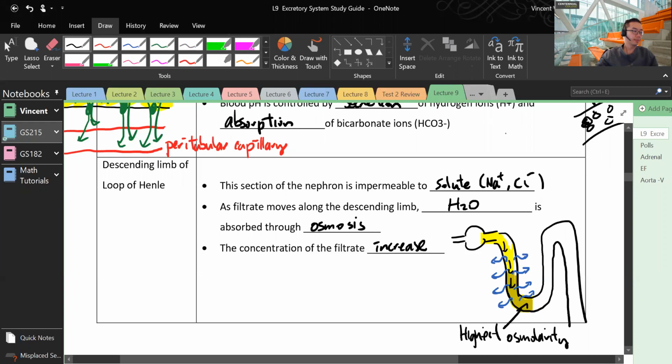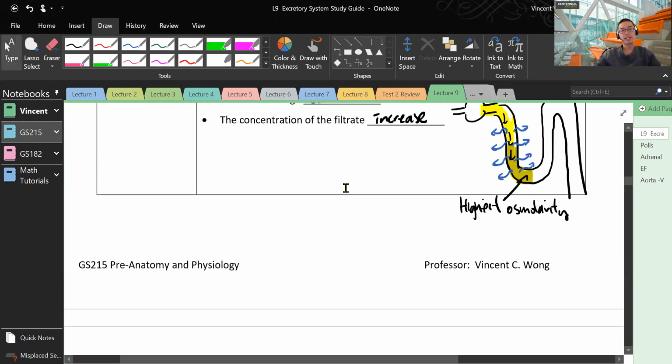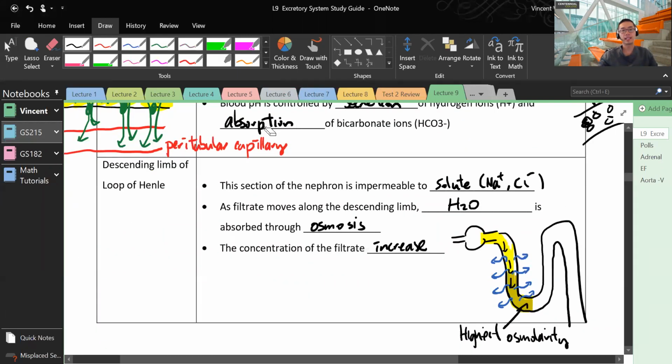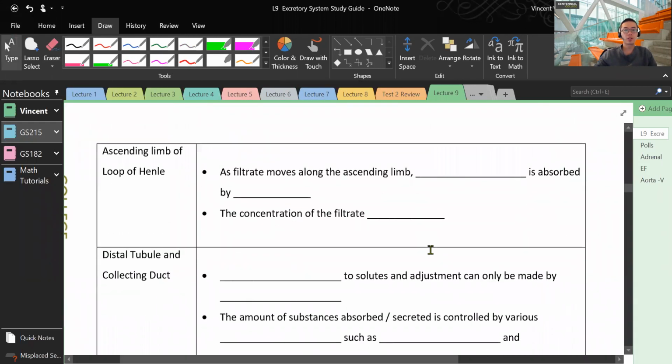The next part is going to be the ascending limb. Okay, so ascending limb is opposite. Instead of absorbing the water, we are going to be absorbing Na and Cl. And this is absorbed by active transport. You're going to be pumping it in, and as you remove the NaCl, the concentration of filtrate will decrease once again.